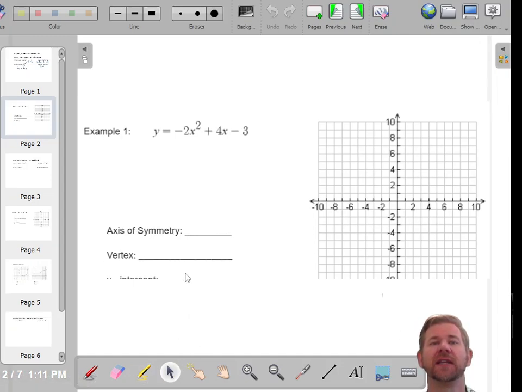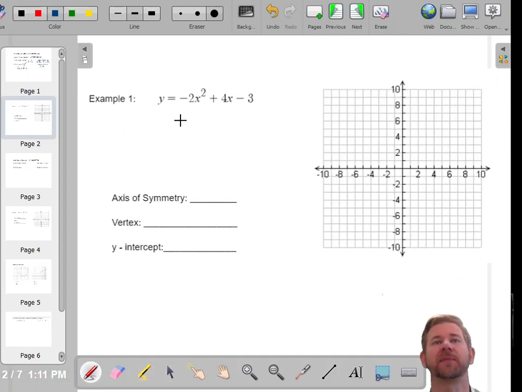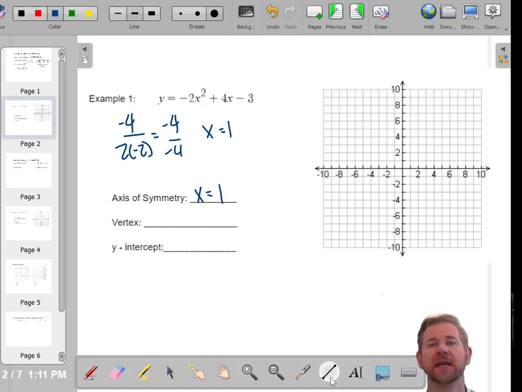If we're going to find the axis of symmetry first, the opposite of b, the opposite of positive 4 is negative 4, and 2a. So negative 4 divided by negative 4, x equals 1. The axis of symmetry is x equals 1. So you should draw a vertical line, x equals 1, and know that the x-coordinate of the vertex is 1.